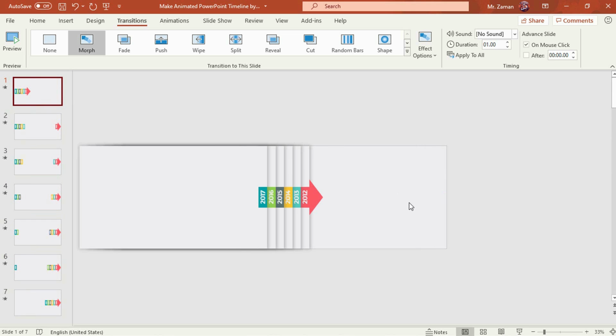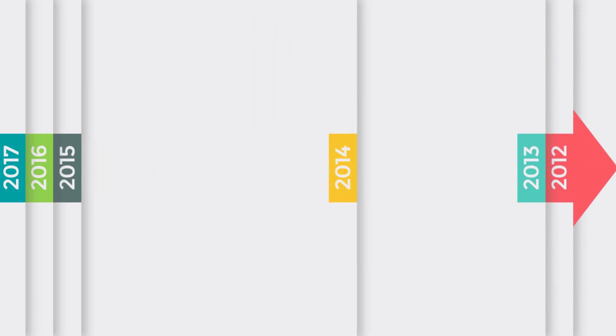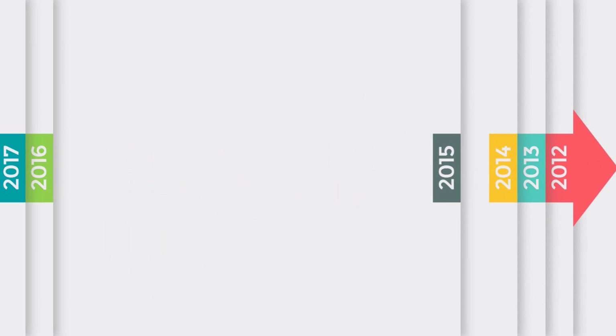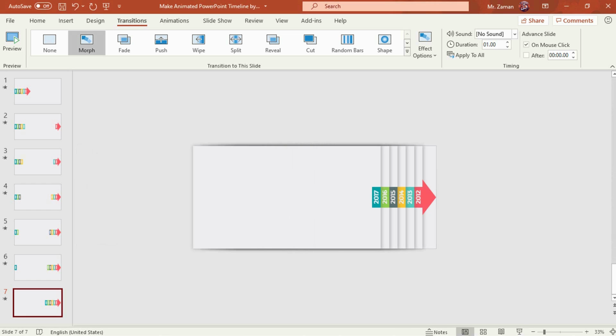Now if you start the slideshow, you will be able to see how our slide transition is working. You can see it is looking very smooth. Here I am using Microsoft Office 365 for creating this particular template. This morph transition is only available in PowerPoint 2019 and in Office 365. If you are using any previous version of PowerPoint, you will not have this transition effect. But don't get upset. I have a solution for this.